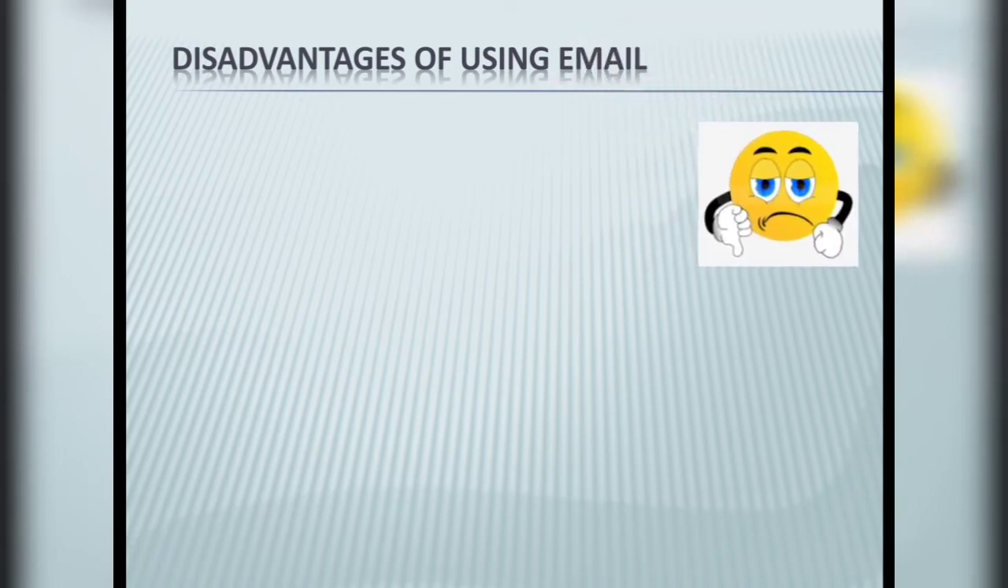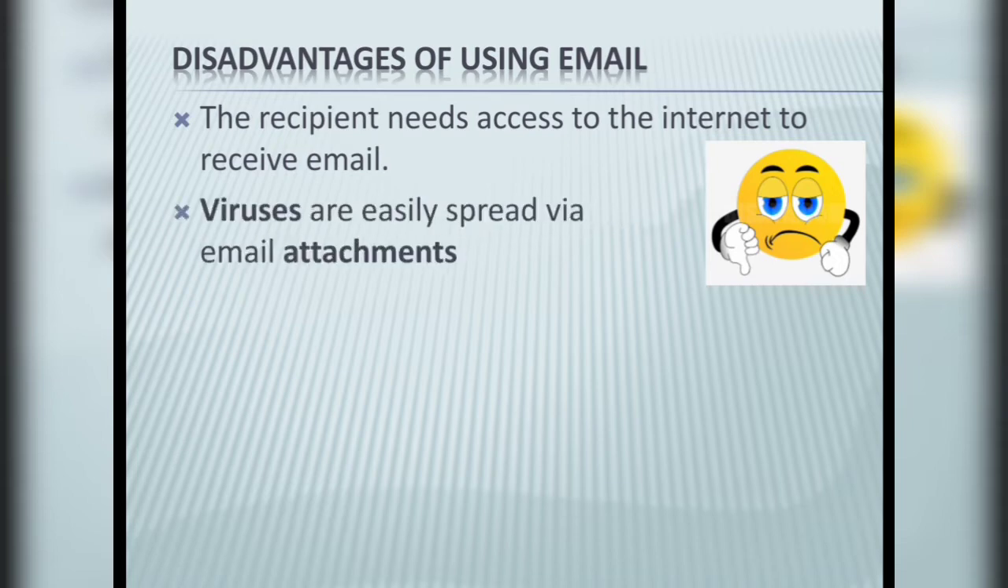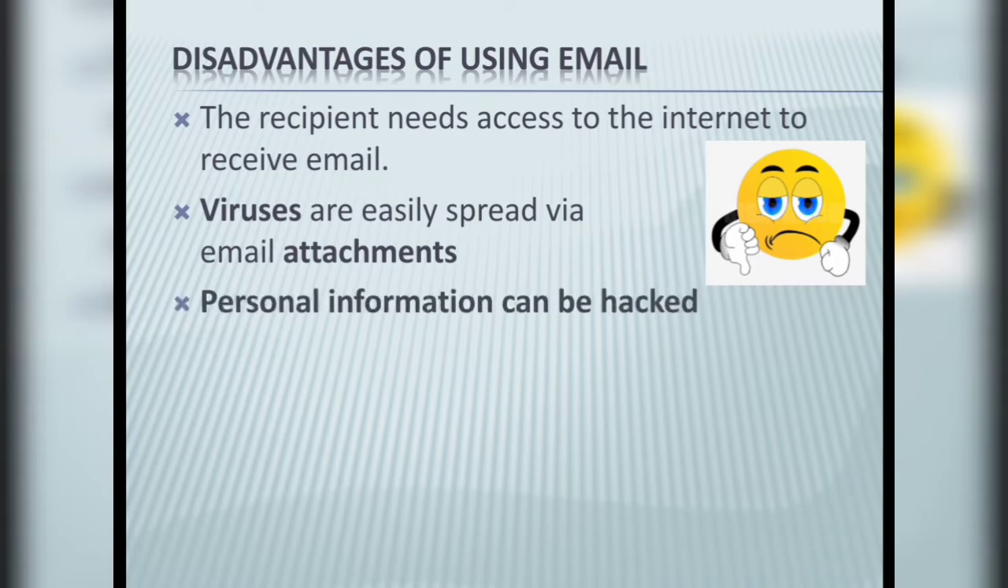There are pros and cons in everything. So let's see about the disadvantages of using email. The recipient needs access to the internet to receive email. You should have internet. So if you don't have internet, you can't receive your mail. And viruses are easily spread via email attachments. Now they send virus with email, so we have to be careful.